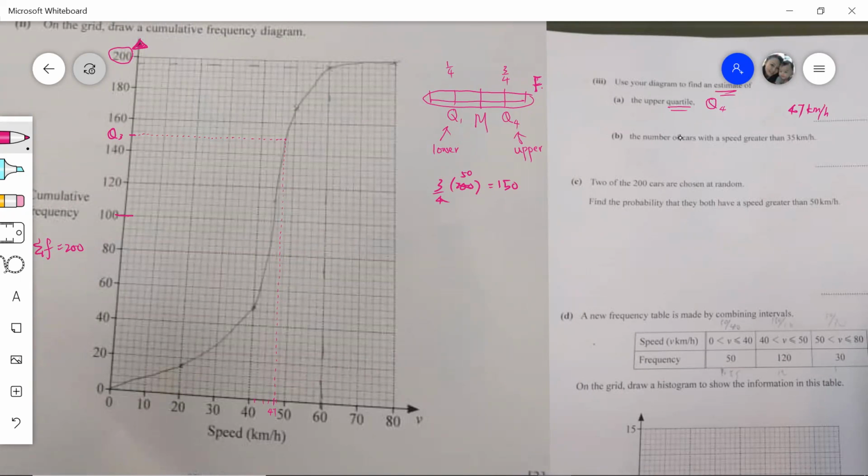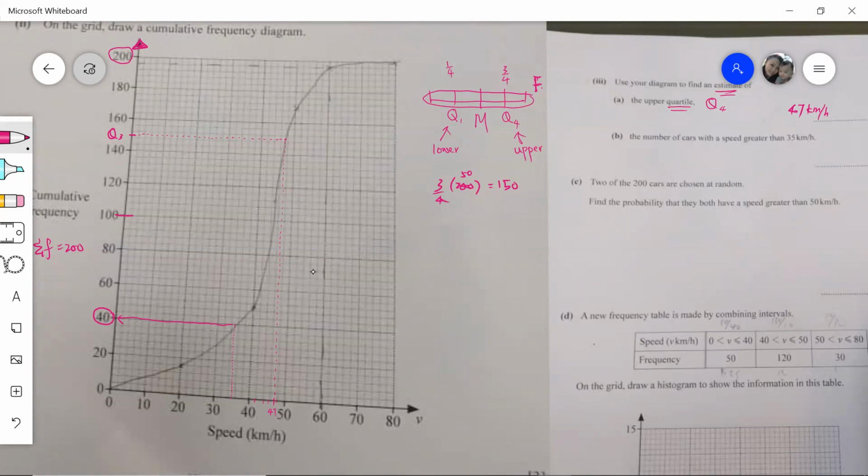Now the number of cars is the cumulative frequency with a speed greater than 35 kilometers per hour. So where's 35? 35 is here. Okay, so let's draw 35. So exactly 35 is 40 cars. 40 cars. That means less than 35 kilometers per hour is 40 cars.